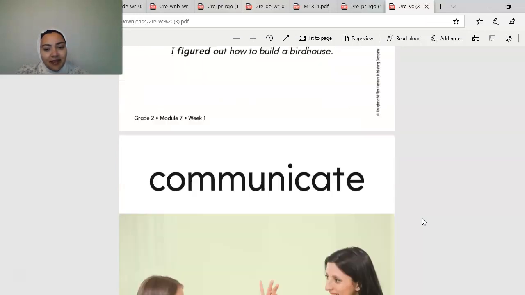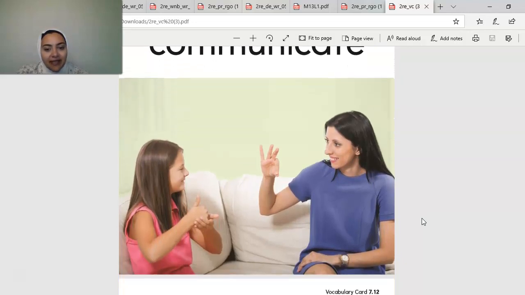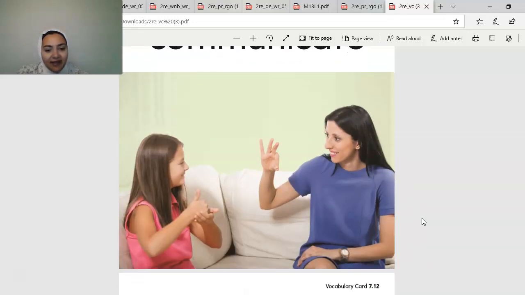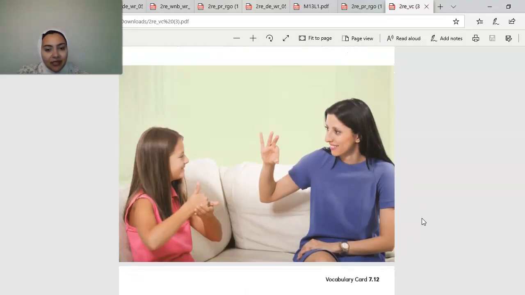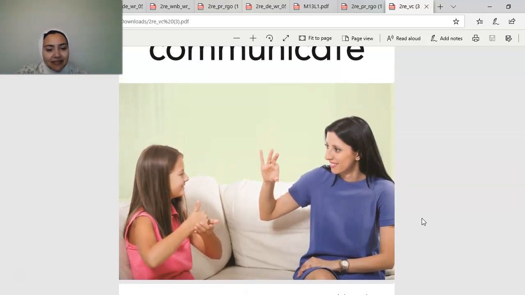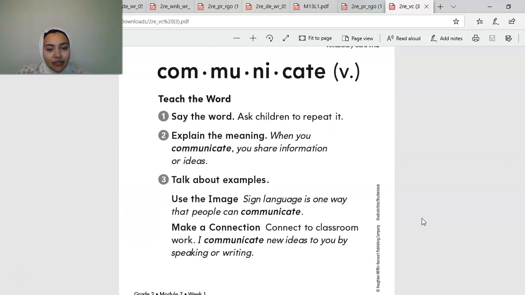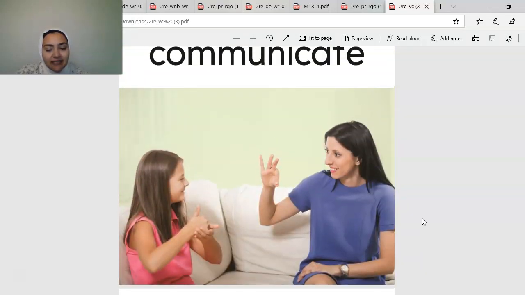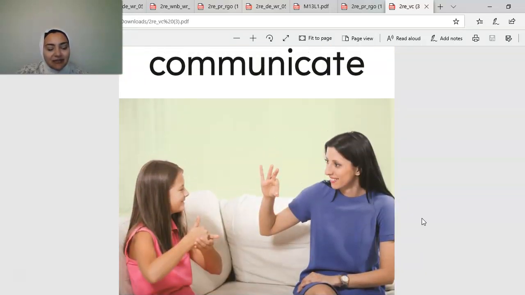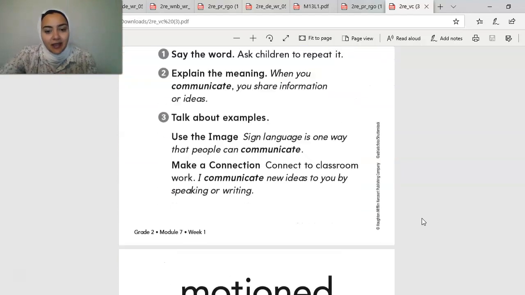All right. Let's look here. Communicate. We have the two people here communicating, and it looks like sign language, right? So to communicate is when you share information or ideas. They're sharing information or ideas with each other. They're communicating with each other, not through voice, but through signs, through hand signals, right? Communicate, good.